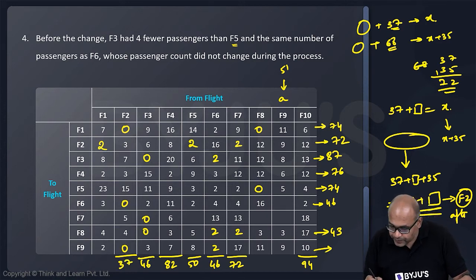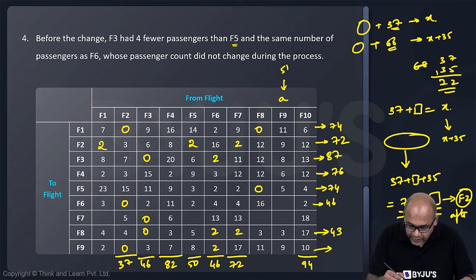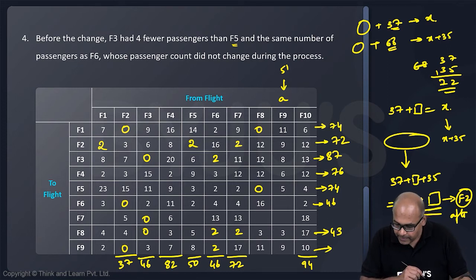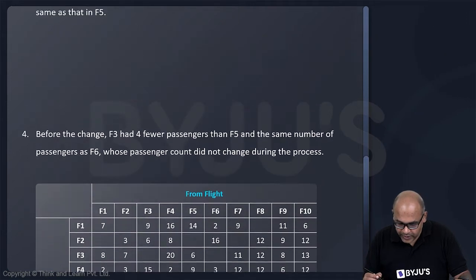Then we have F9 and okay, so we have F1 and F9. I believe F9 was A, which is the same. I think I'll just go back. I think I erased something.